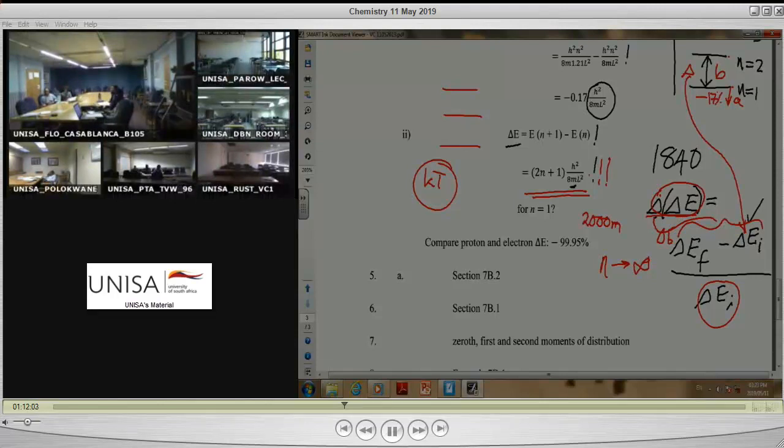But look at how much the decrease is. It means for electrons, the energy separation is large, but for protons, it's very small. If you make this transition from an electron to a proton, that separation is very small. That's the conclusion we get from this whole exercise. It's the conclusion I wanted you to get.